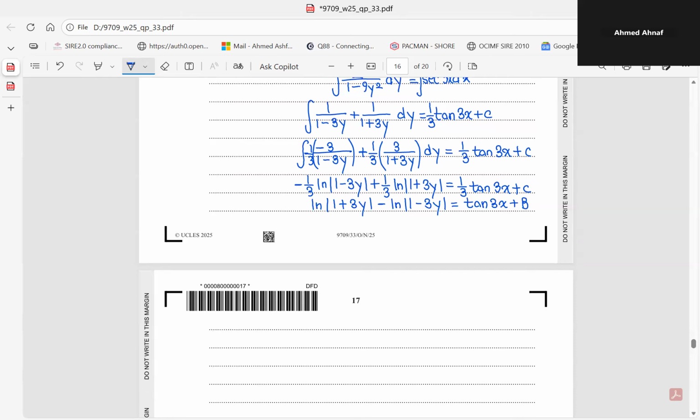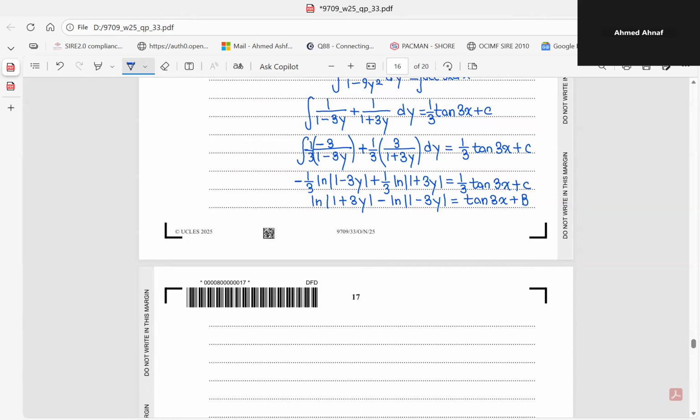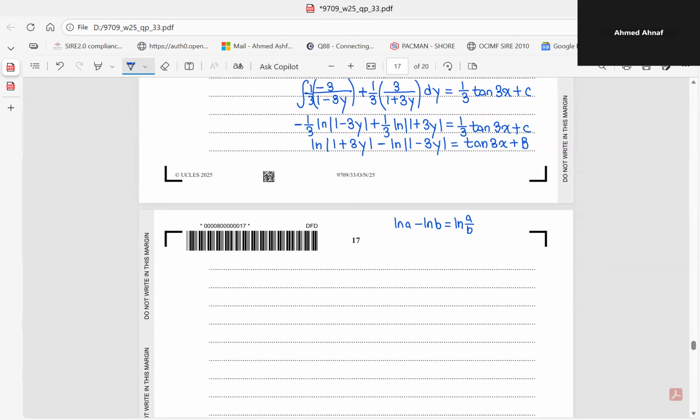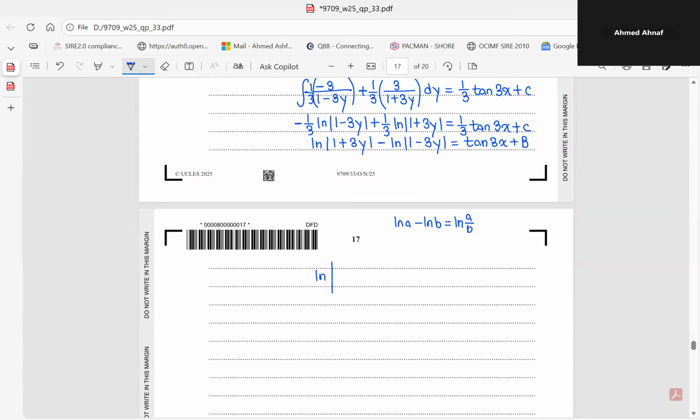Okay, so for the left-hand side, we can see that it is in the form ln a minus ln b. And we know that this always equals ln a over b. So hence we can rewrite this as ln of 1 plus 3y over 1 minus 3y, and this equals tangent 3x plus b.